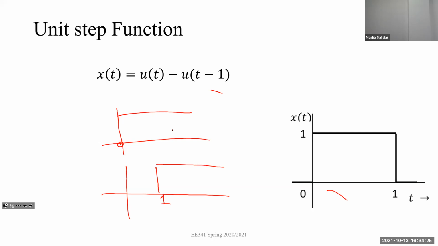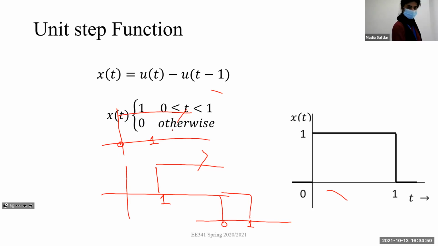This function starts from 0, and this one starts from 1. If I subtract this function from there, what will I get? This will cancel all the other values, and then at 1 I will get this. So my answer will be from 0 to 1, right? From 0 to 1 it is 1, and it is 0 otherwise, right?